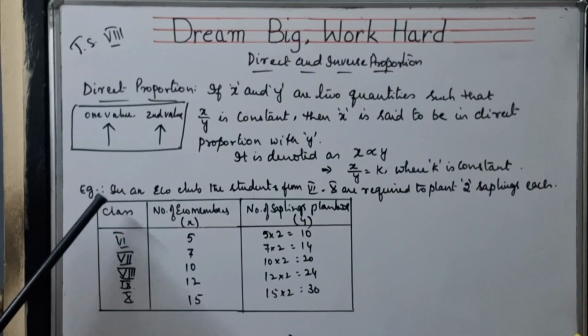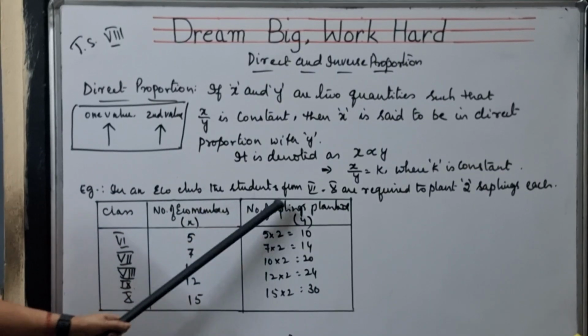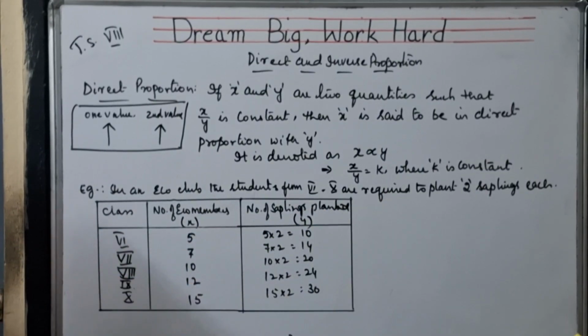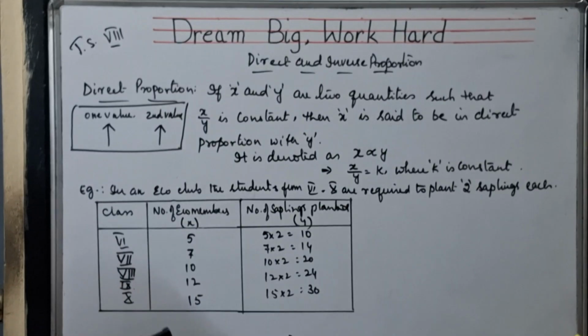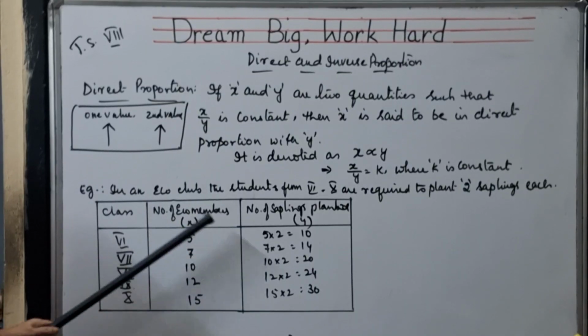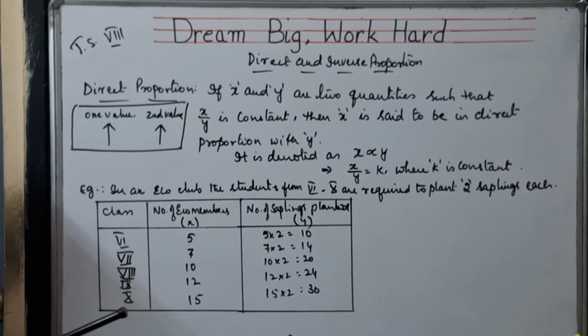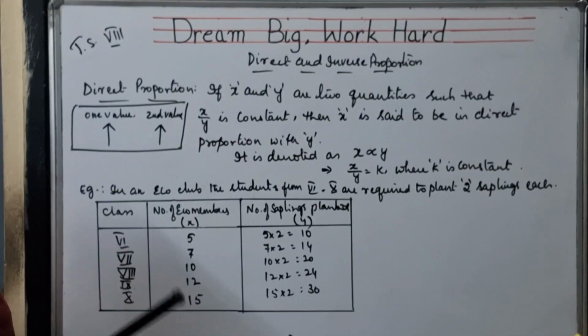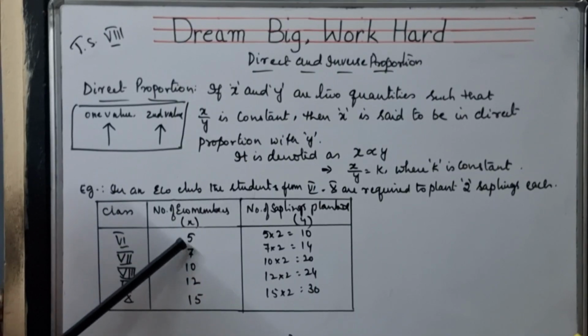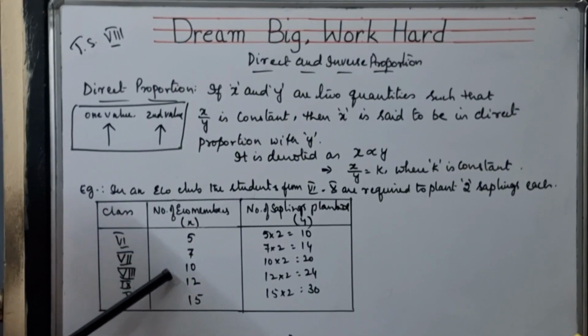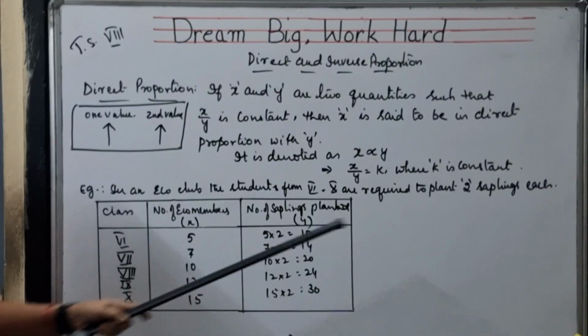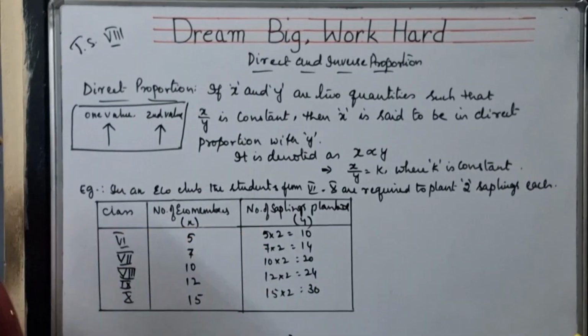As an example, see, in an eco club, the students from 6th to 10th are required to plant 2 saplings each. So see here children, I have written class 6, 7, 8, 9, 10 and number of eco members. All the students will not be the eco members, only a few are selected from each class. So 6th class 5, 7th class 7, 8th class 10, 9th class 12, 10th class 15 members. And each student is supposed to plant 2 saplings.